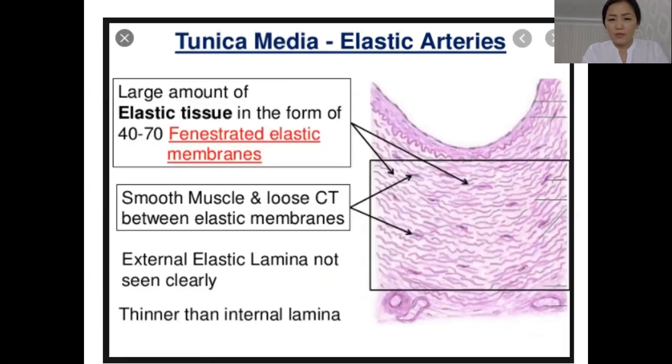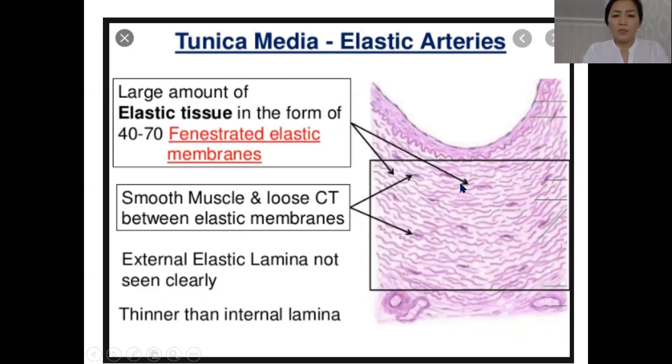Tunica media of elastic artery, this part. If this part is tunica intima, this is tunica media. Of course, it is the thickest layer of the elastic artery. This is the tunica media.